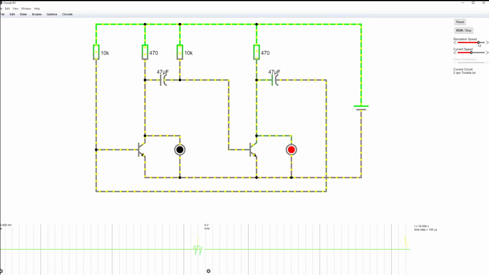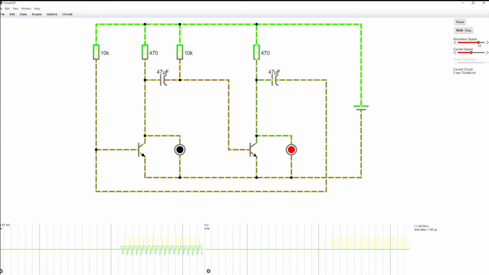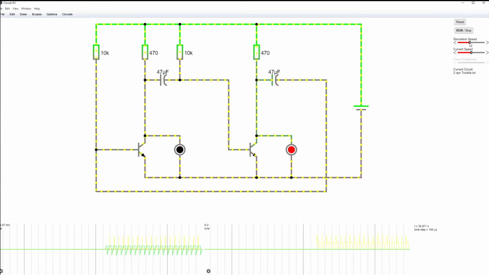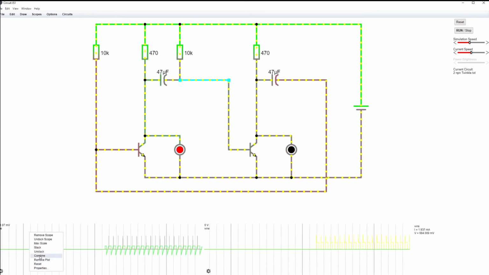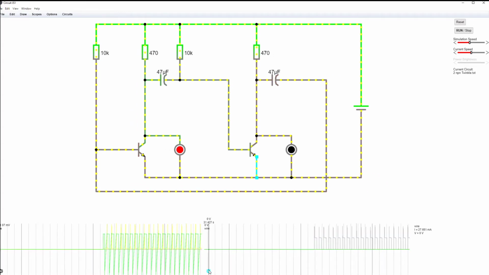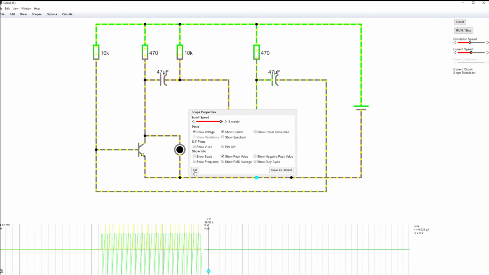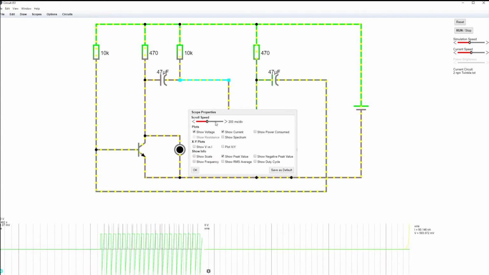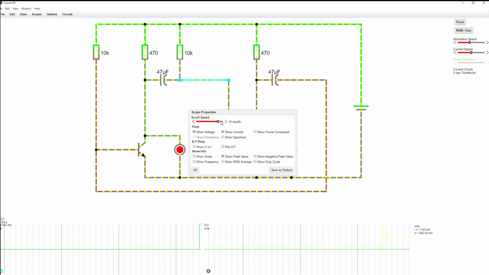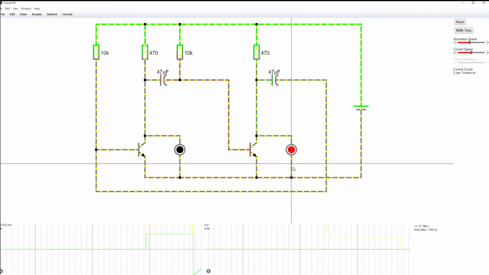So that's saying we're seeing the current flowing through the capacitor. Now let me just fast forward this because it's going to be slow to start off with. Okay, and let me just change the scale. We want this to be maximum scale, we want this to be maximum scale, we want this to be 5, and we want this to be, not 2, there we go, 5. All right.